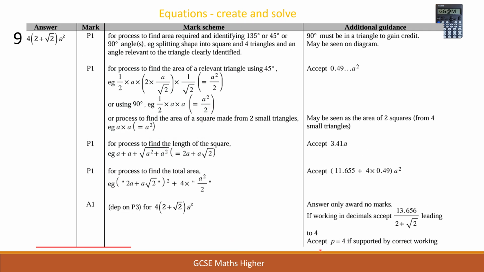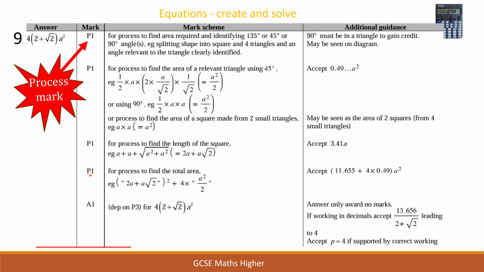Fantastic, so hopefully you've managed to do this and you've managed to get the full 5 marks. P1 is a process mark, so these are the processes you needed to go through. A is the answer mark, and your full answer should have been 4 bracket 2 plus root 2 all times by a squared. If you want to hear how to do it, just comment below and let me know which question you want me to do.